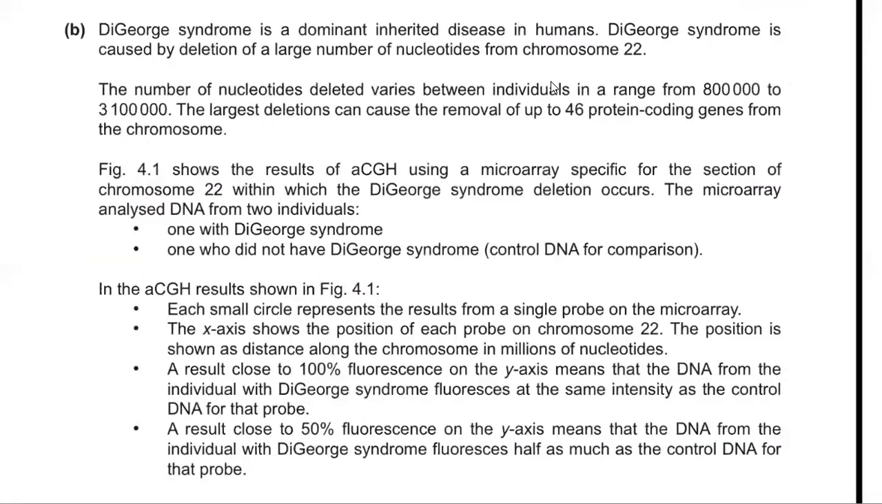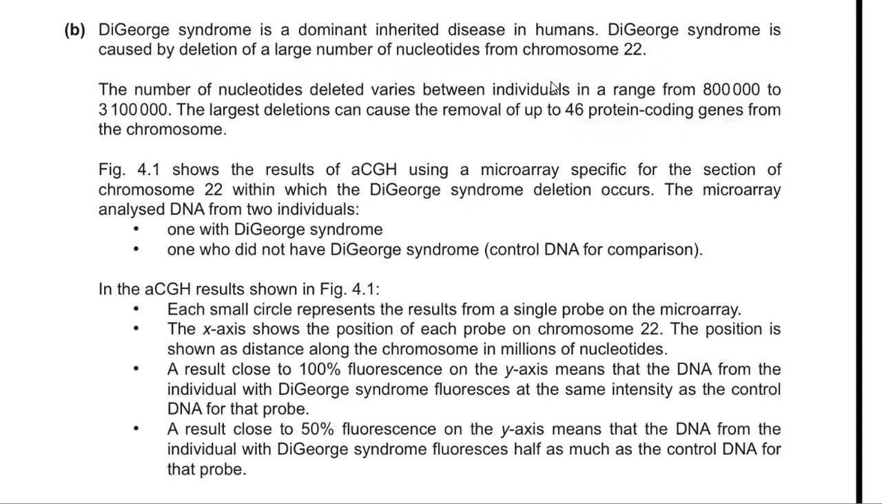Now this question moves to DiGeorge syndrome. It's a dominant inherited disease in humans. DiGeorge syndrome is caused by deletion of a large number of nucleotides from chromosome number 22. The number of deleted nucleotides varies between individuals from 800,000 to 3,100,000, so that's a huge range. The largest deletions can cause the removal of up to 46 protein-coding genes, so 46 separate protein-coding genes can be removed from chromosome 22 altogether.